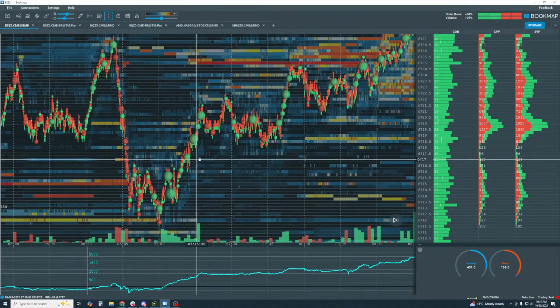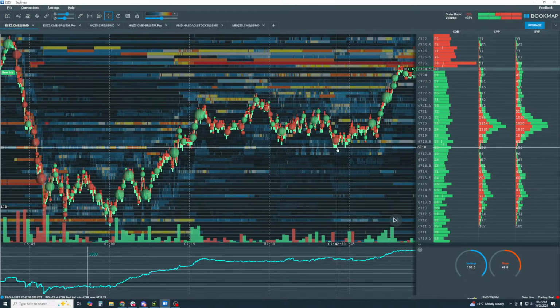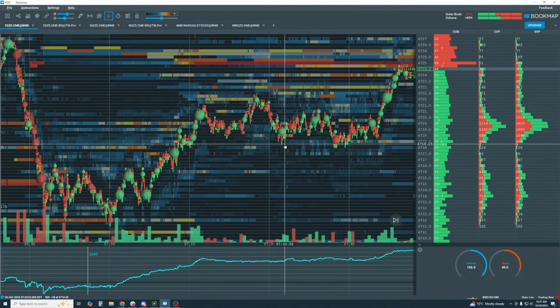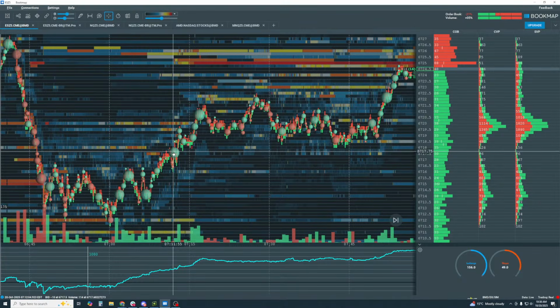Well, there's a few different things to look at. We can look at the low volume nodes in here where it did not accept, so we would look for this to reject again on the pullback and look for buyers to come in. We can look at these swings as well. We can also look at high volume nodes. Now this high volume dot here, you can see it's still very low volume in the bigger picture. So these areas can be really good for pullbacks.